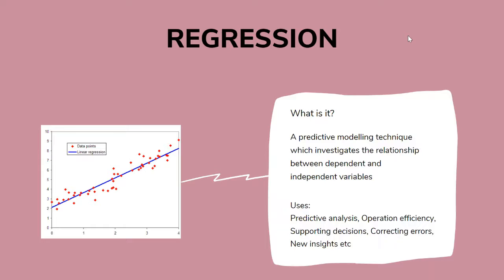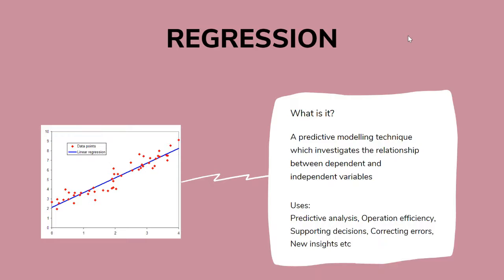Now, more on regression. Regression is a predictive modeling technique which investigates the relationship between dependent and independent variables. This type of analysis helps us to understand how the value of the dependent variable is changing corresponding to an independent variable when other independent variables are held fixed. It predicts continuous or real values such as temperature, age, salary, price, etc. The ultimate goal of the regression algorithm is to plot a best fit line or a curve between the data.